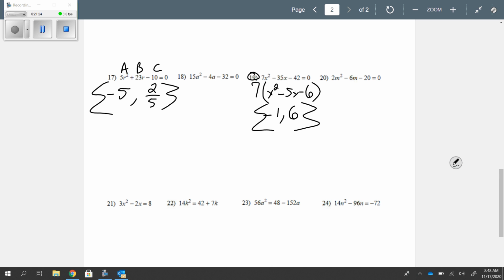I just want you to get in the habit of factoring out the greatest common factor. You can type 19 in exactly as is, or you can factor out the greatest common factor first and then type in what's left, which would have been A is 1, B is -5, C is -6. You get the same answer both times.